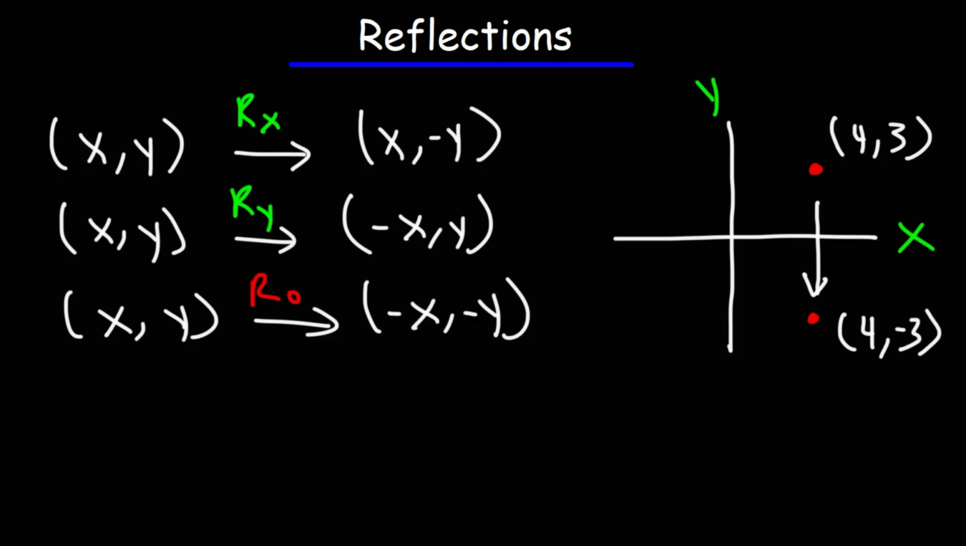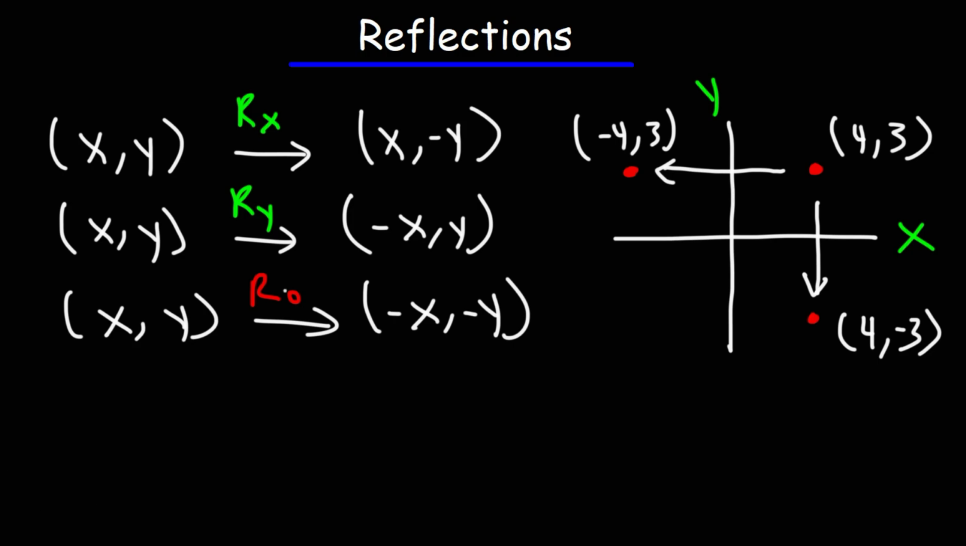Now, if we want to reflect that point across the y-axis, it's going to move across the y-axis, and it's going to move here. This time, the x value will change. It's going to change from 4 to negative 4, but the y value will remain the same, positive 3.